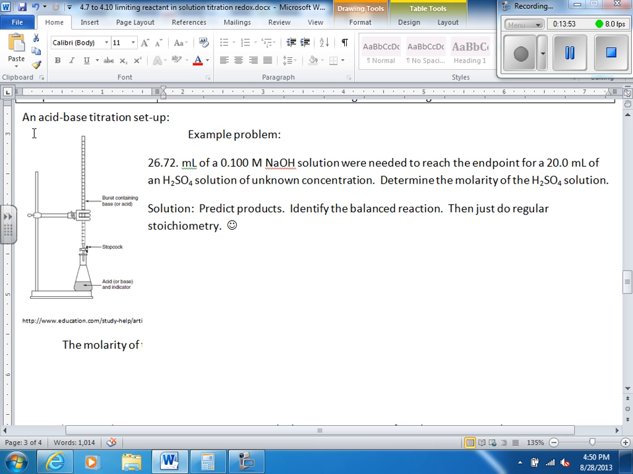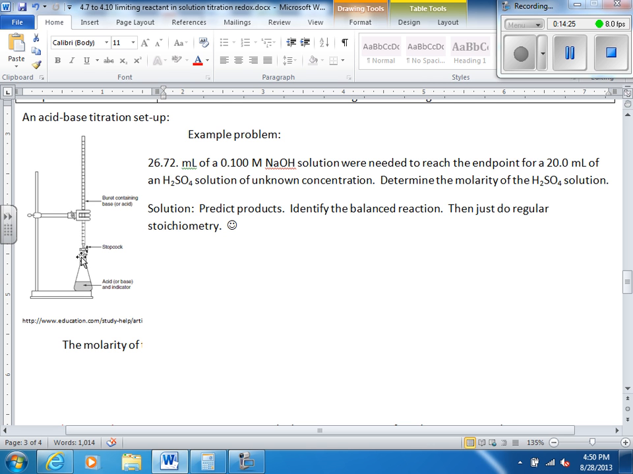So we're going to do a sample problem. This is what a titration looks like. This is our burette. Burettes have stopcocks on them, and the stopcock opens up, and then the liquid from the burette will drip into our analyte, which is down here. So the titrant is in the burette, and whatever we're analyzing is down here, and the indicator goes in this beaker.